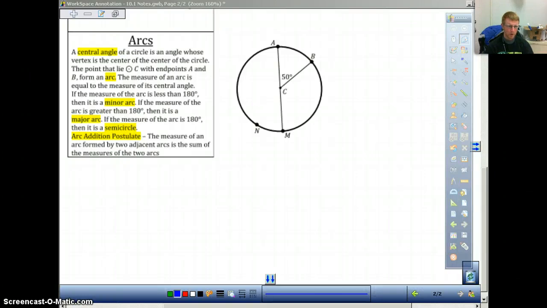Okay, so this should be a pretty quick one. This is going to be on 10.2, and this is dealing with arc length, talking about arcs of a circle. So there is a bunch of definitions in this one. So let's go through this.